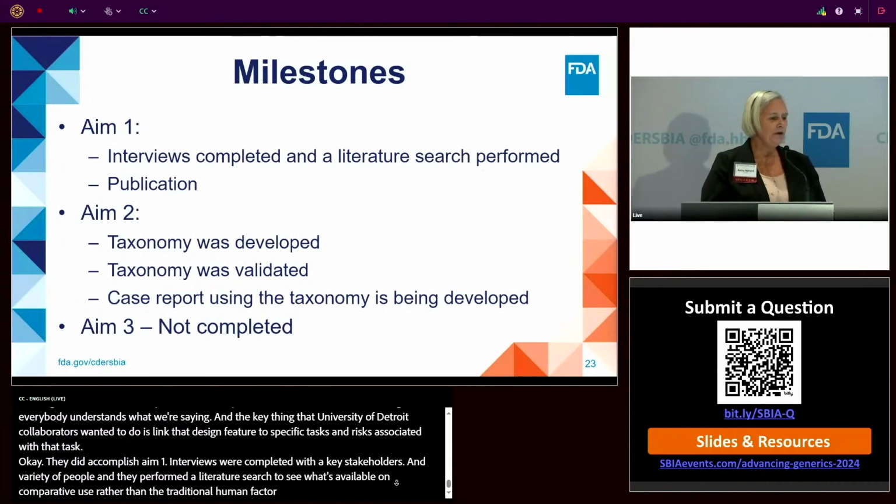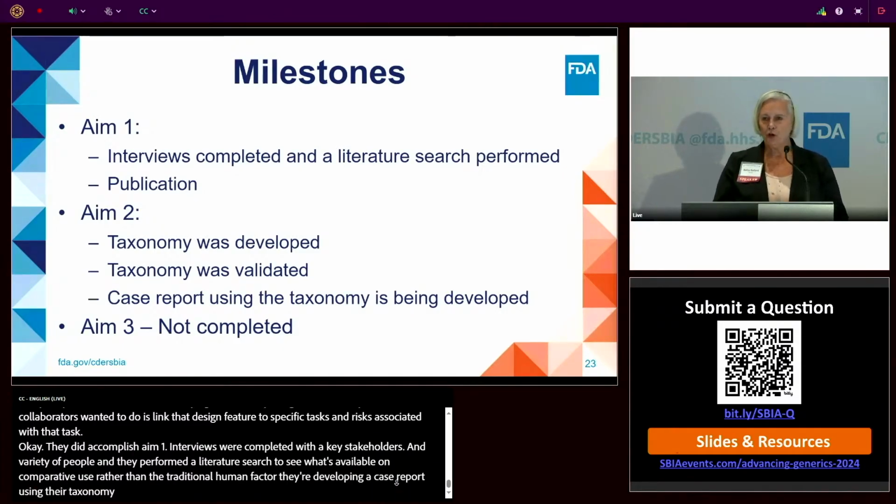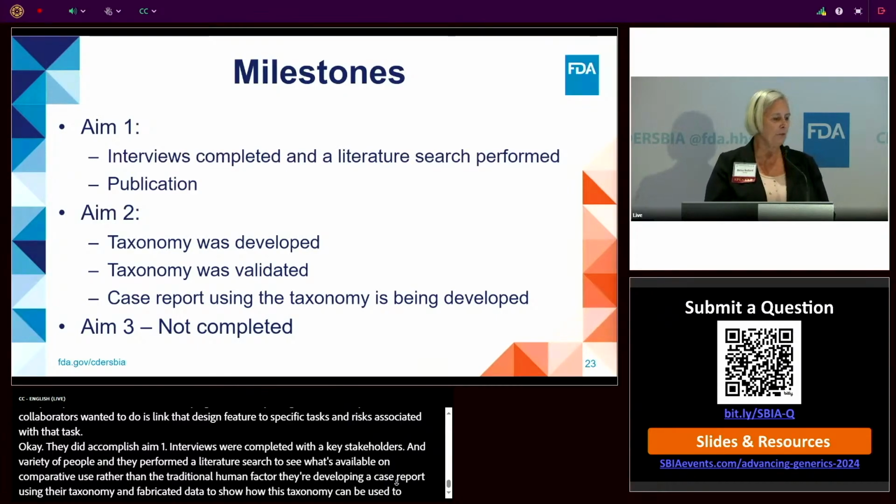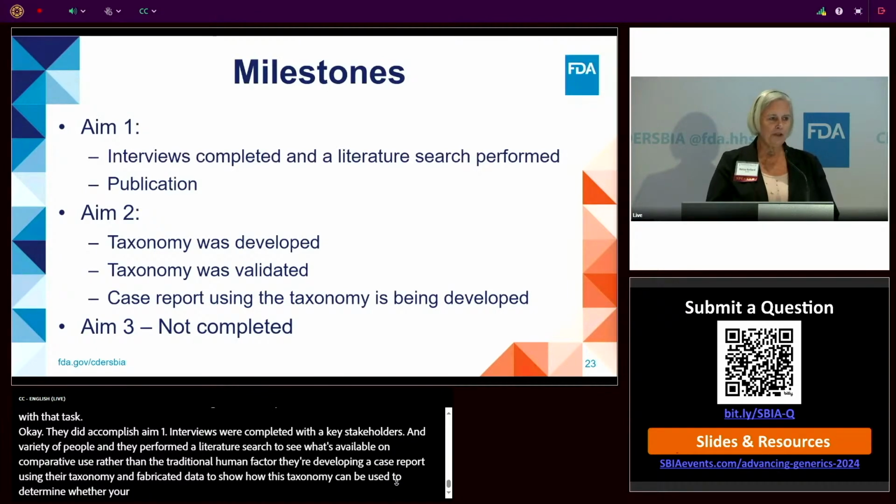For aim 2, they did develop a taxonomy, and that's what I'm going to talk about in the subsequent slides. And they validated this taxonomy in a small inter-rater reliability study. They are developing a case report using their taxonomy and fabricated data to show how this taxonomy can be used to determine whether your design differences are other or minor. Aim 3, unfortunately, which was applying this in a broader concept, was not completed.